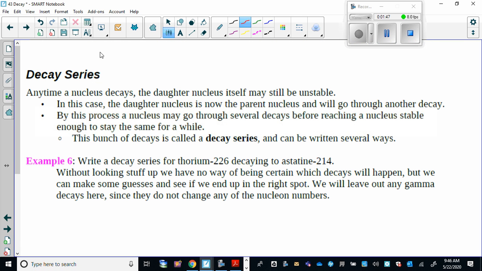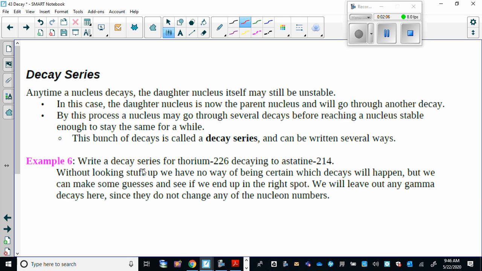Then we can go through a decay series. Anytime a nucleus decays, the daughter nucleus itself may still be unstable. So it will decay into something, and if it's still unstable, it decays further. In this case, the daughter nucleus is now the parent nucleus and will go through another decay. This is called the decay series.